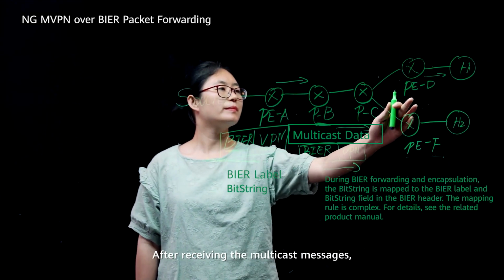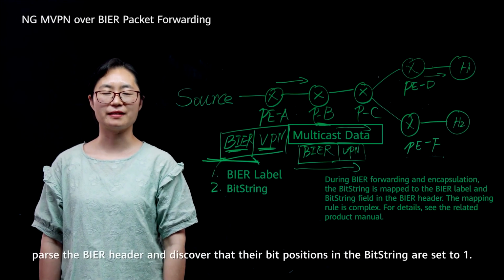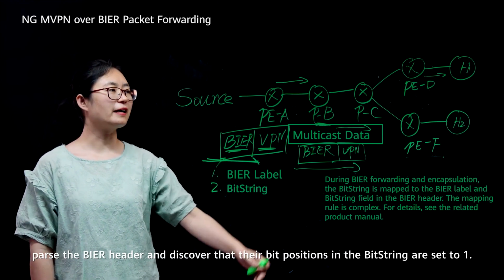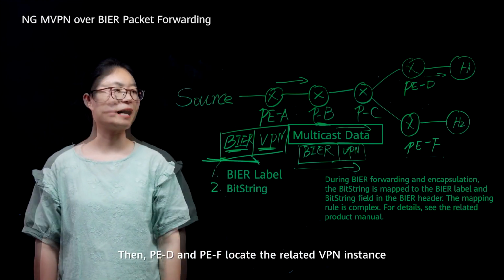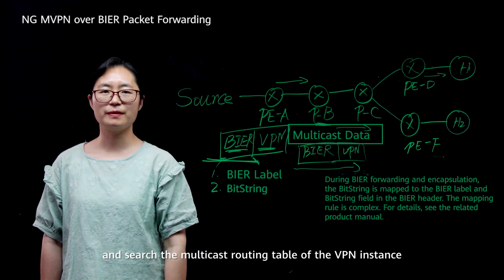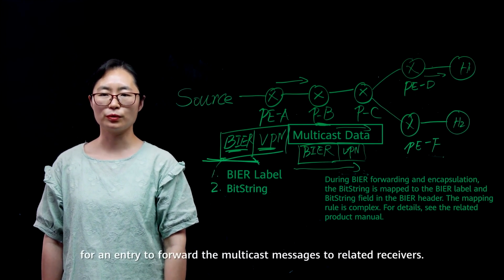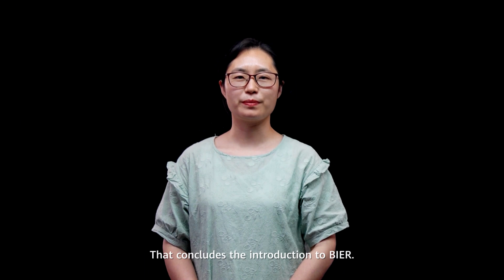After receiving the multicast messages, leaf nodes PED and PEF parse the BIER header and discover that their bit positions in the bit string are set to 1. Then, PED and PEF locate the related VPN instance and search the multicast routing table of the VPN instance for an entry to forward the multicast messages to related receivers. That concludes the introduction to BIER.